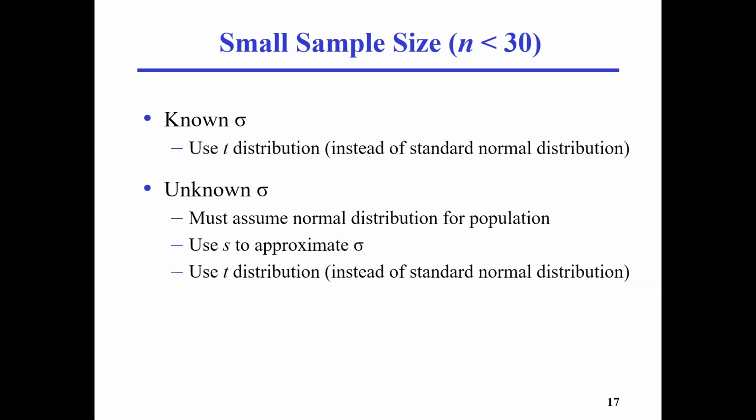And along another branch, which is about n smaller than 30, we need to discuss whether we know the standard deviation of the population. If we know that, we simply use the t distribution. If the sample size is small and we don't know the standard deviation of the population, then we need to use the t distribution, and we also need to use S to replace sigma. So here is the logic. The big assumption is about sample size.